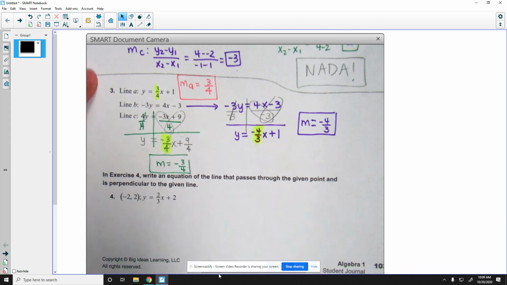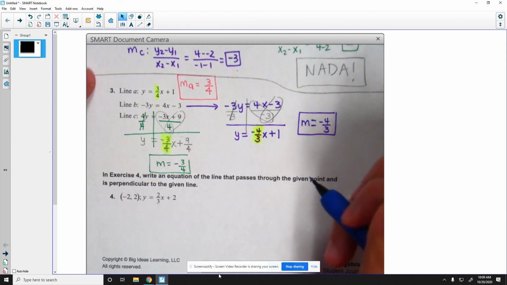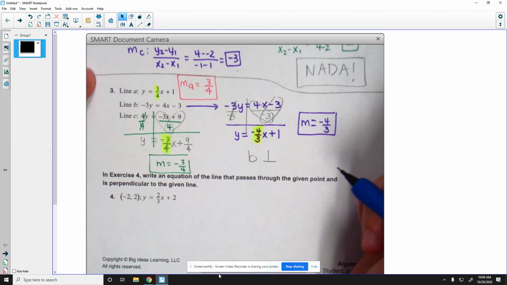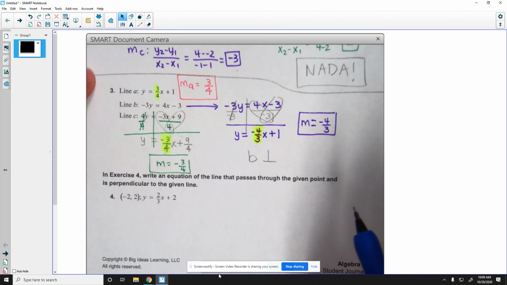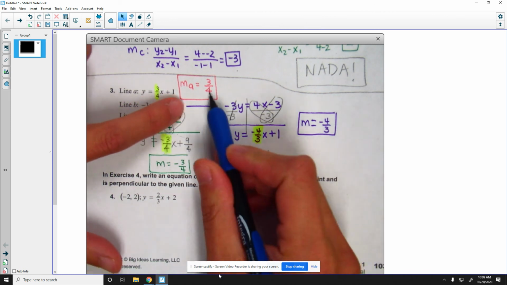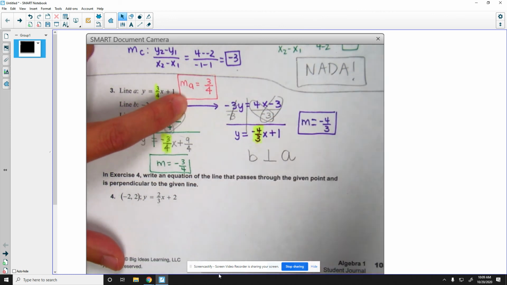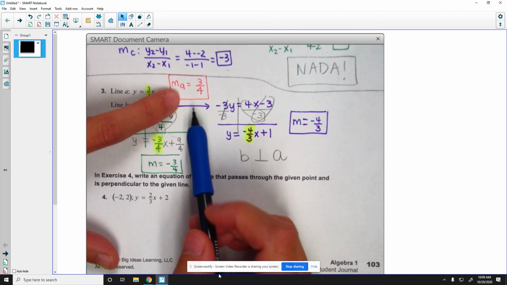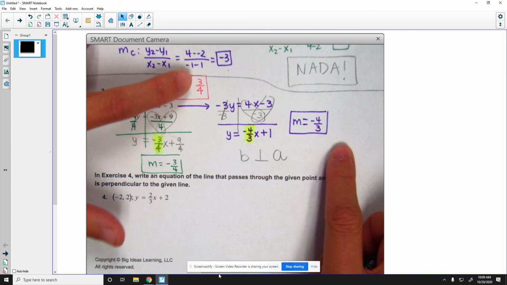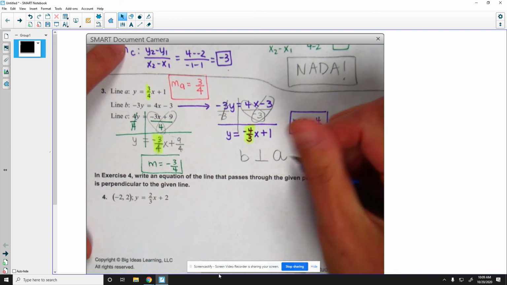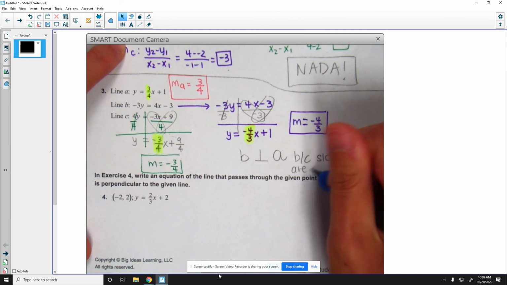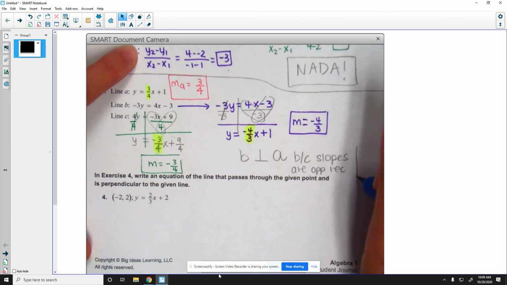All right, so what do we think then? Emily, what is perpendicular to what? Line B is. B is perpendicular to C. That's very, very close. It's A that is perpendicular. Yes, A is perpendicular. Do you see how A is perpendicular to B? Or B is perpendicular to A. Doesn't matter, you can flip them. The reason is because this is positive, this is negative, but then also they're flipped. 3/4 flipped is 4/3. So the slopes are opposite reciprocals.